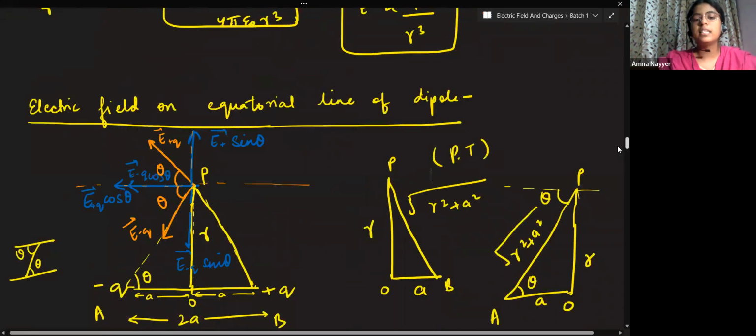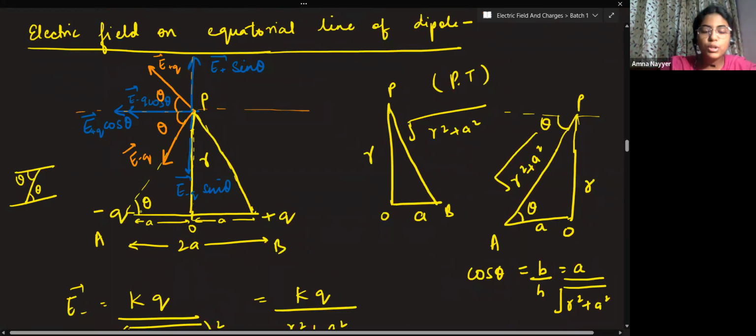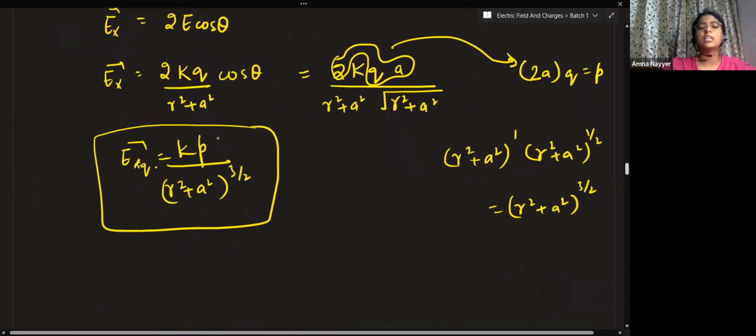For cos theta, in this triangle, since this angle is theta, using alternate angles, because these two lines are parallel with a transversal between them, this angle also becomes theta. So if I separately draw the triangle, this is the triangle with A as base and under root r square plus A square as hypotenuse. So cos theta is the ratio of base by hypotenuse. This will give A divided by under root r square plus A square. Once we have substituted the value, we are left with, we have taken 2qa as p, which is the dipole moment. So for the equatorial line, this is coming as kp divided by r square plus A square to the power 3 by 2. To the power 3 by 2, how? Because this is to the power 1 and this is to the power half. When you solve, this will be to the power 3 by 2, 1 plus half.